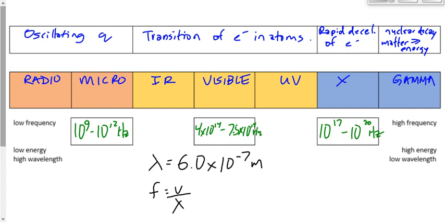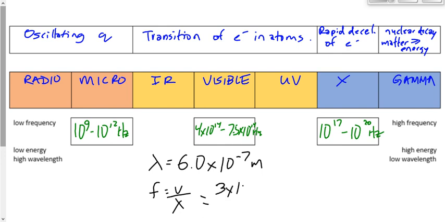The speed of the wave, the speed of any of these 7 types of EMR in a vacuum is? Some of you are going to remember, some of you aren't. If you can't remember, where are you going to find it? On your data sheet, right? What is it, Nick?